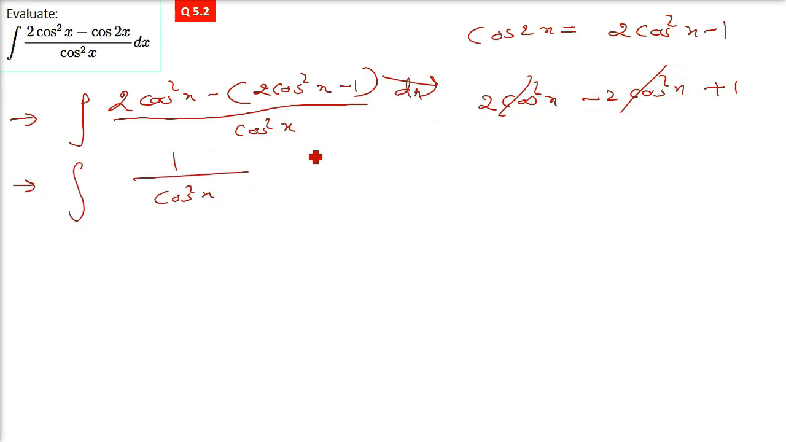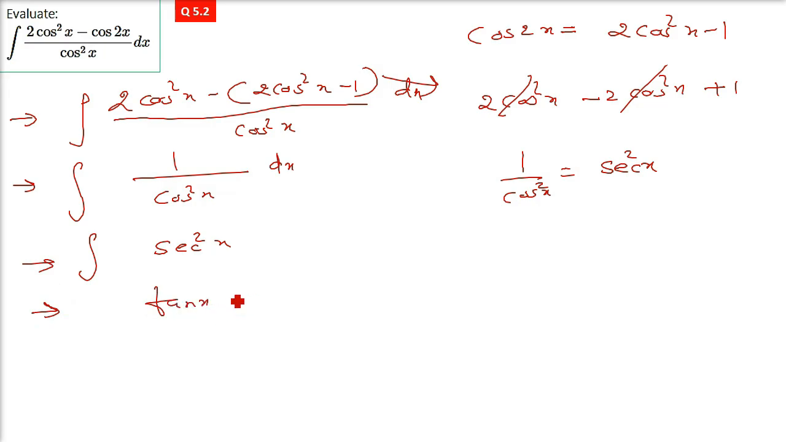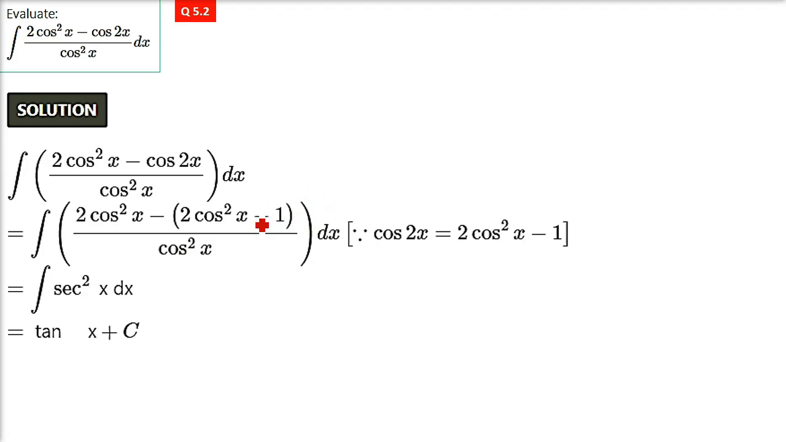You always have this dx with them. I just don't write it because it's by default. 1 by cos square x, and 1 by cos x is what? It's sec x. So you can write this 1 by cos square x as sec square x. You have a dx here. Integration of sec square x will be tan x. And this is tan x plus c, the constant of integration. This is your final result. So this is how you are going to write it.